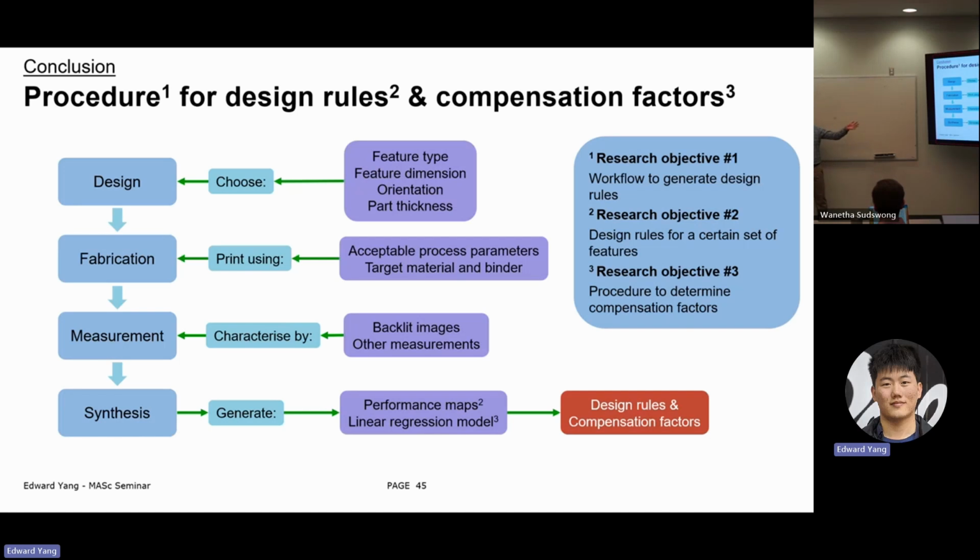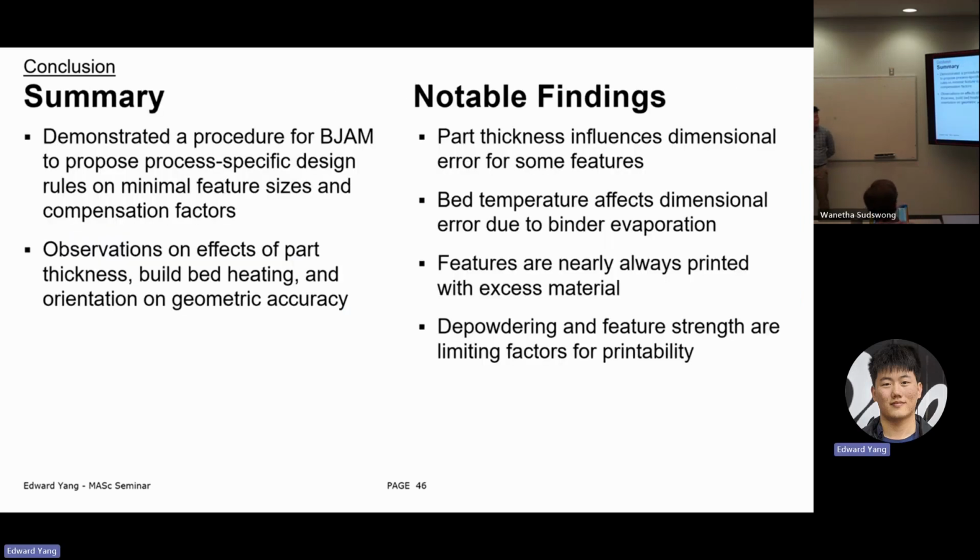So referring back to the research objectives, which were stated here, I set out and accomplished all three of them. To summarize, this demonstrates that procedure, and I also noted various observations on the effects of different process parameters, part thickness, and feature dimension. Some of the notable findings is that part thickness does impact dimensional accuracy quite significantly for some types of features.